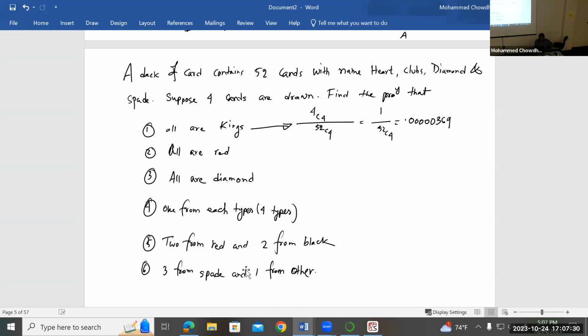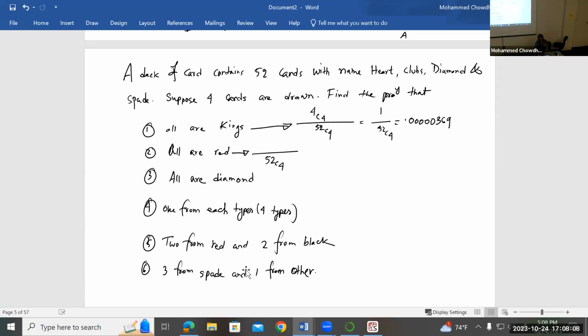Okay. All are red. The denominator is 52 choose 4, right? All are red. How can you do that? How many red cards? That girl, how many red cards? You don't know? In the deck of cards, how many cards? Total 52. Yeah. How many red? Half.